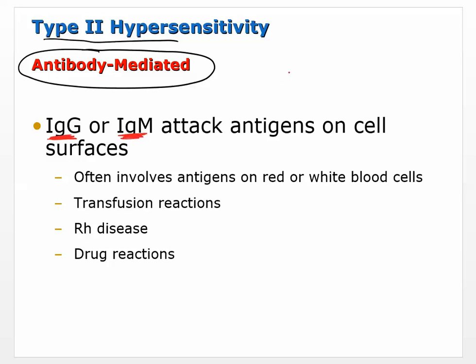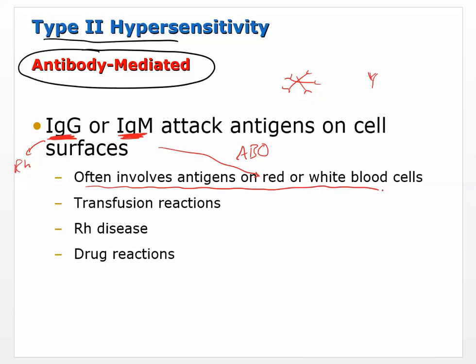Remember, IgM are the ones that look like snowflakes, and IgG, of course, are the soluble ones that we normally think about. IgM are associated with the ABO blood group, and IgG you'll often see associated with things like the Rh factor. So oftentimes it involves the antigens on red or white blood cells. A lot of times it's just going after blood cells.